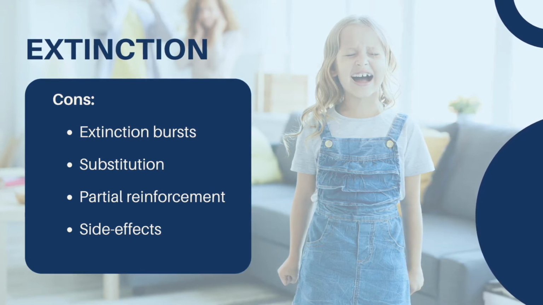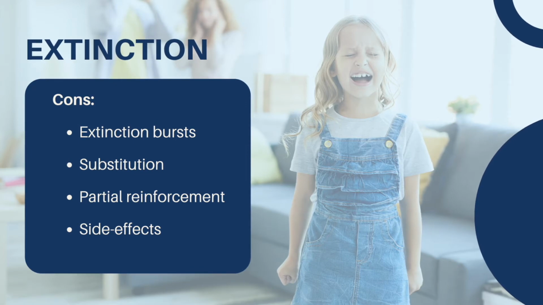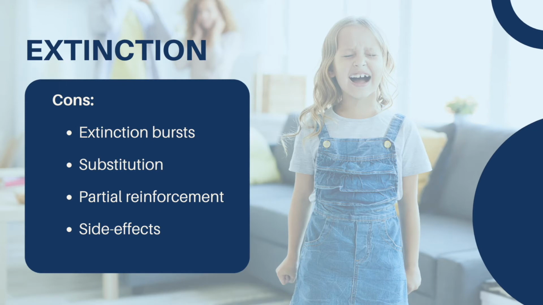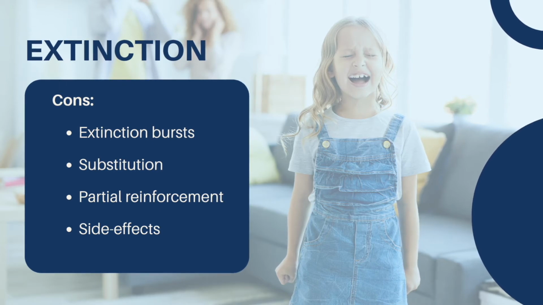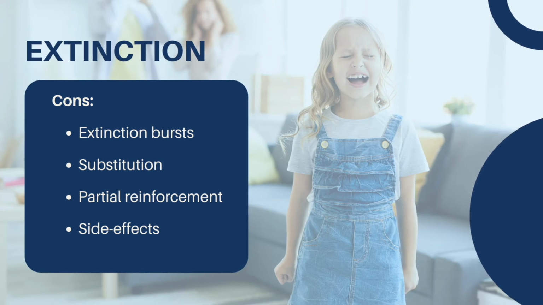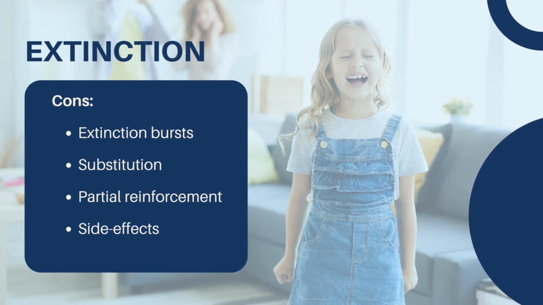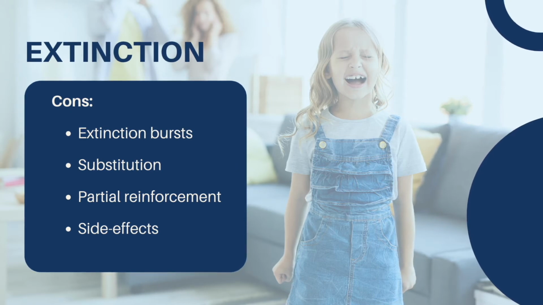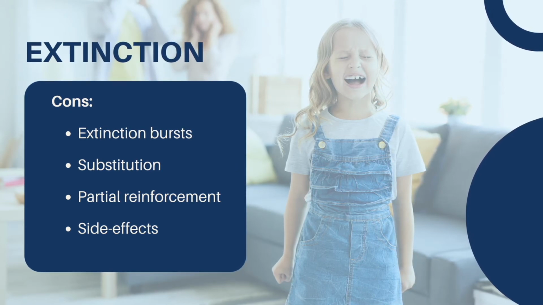If extinction isn't implemented and maintained consistently, a condition called the partial reinforcement effect occurs. This effect describes the observation that behaviors that are only successful sometimes are more resistant to intervention than behaviors that produce the desired outcome very quickly.